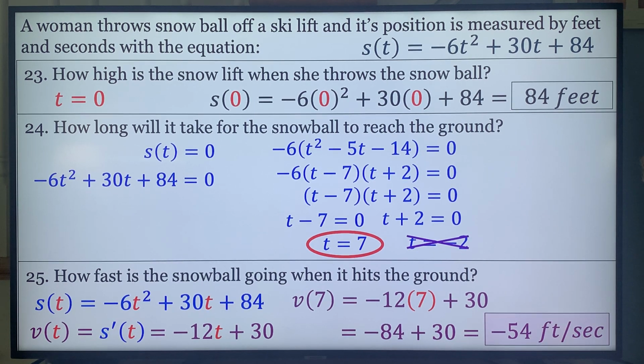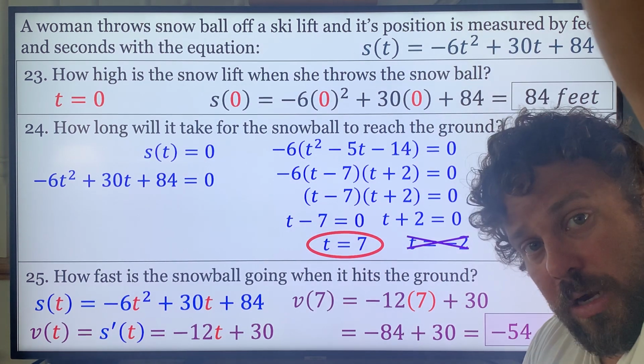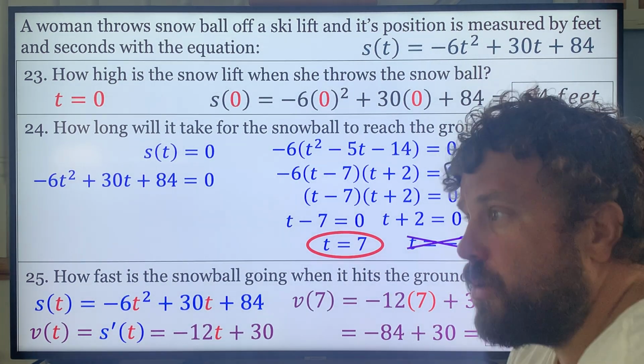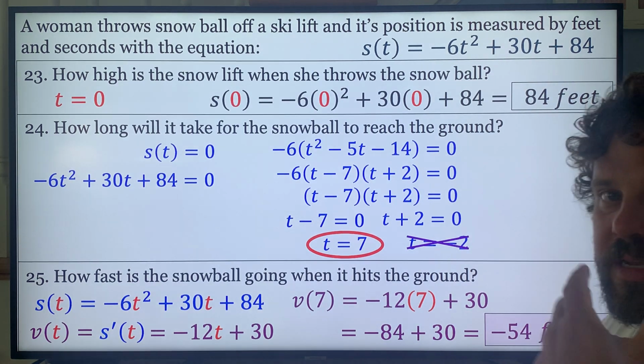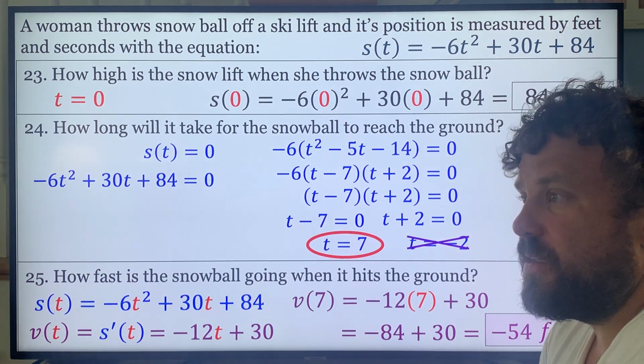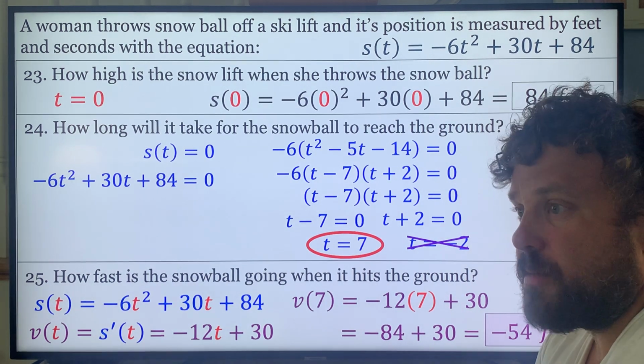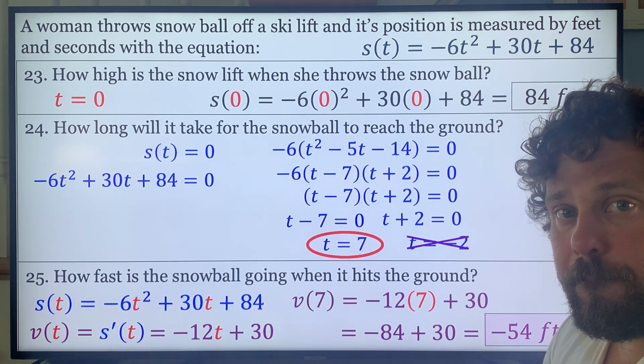Now, why is it negative? Because the snowball is going down. Okay, so it's actually going 54 feet per second. If you want to put the negative almost like a vector to show that it's going down, that's fine. If you didn't put the negative, technically you're right when you're saying it's going 54 feet per second. Right? Got it?